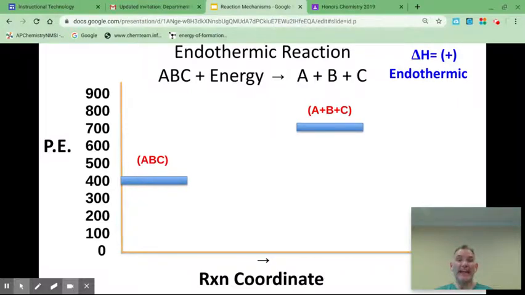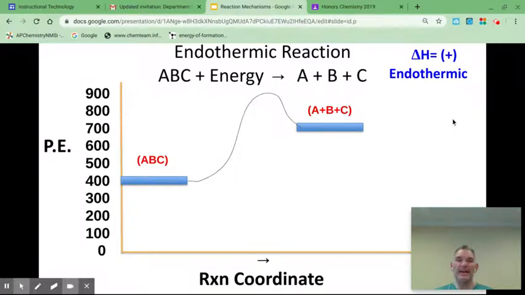So the reactants are starting off with 400 kilojoules of energy, and the products are ending up with 700 kilojoules of energy. That's how the reaction is going to proceed. Now, just like that first slide with the roller coasters that must climb a hill before the ride starts, that's how every potential energy diagram is going to start.